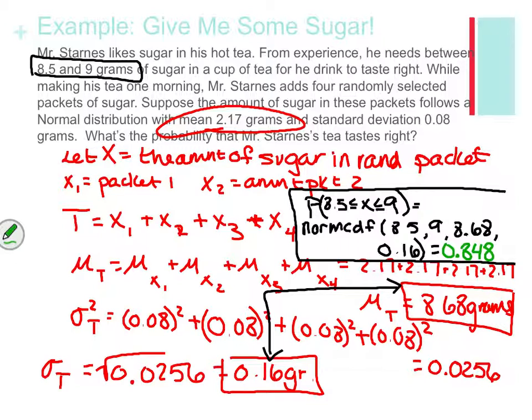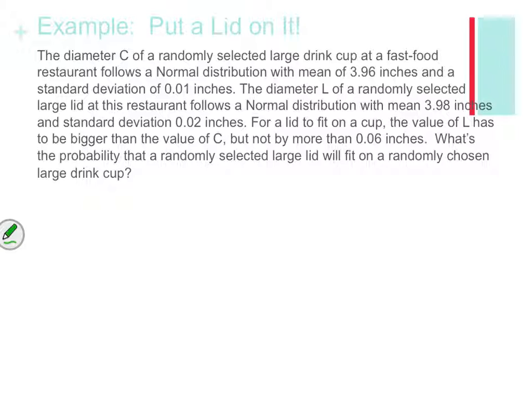Let's look at one more quick problem. The diameter C of a randomly selected large drink cup at a fast food restaurant follows a normal distribution with mean 3.96 inches and standard deviation 0.01 inches. The diameter L of a randomly selected large lid at this restaurant follows a normal distribution with mean 3.98 inches and standard deviation 0.02 inches. For a lid to fit on a cup, the value of L has got to be bigger than the value of C, so I need to look at the difference.